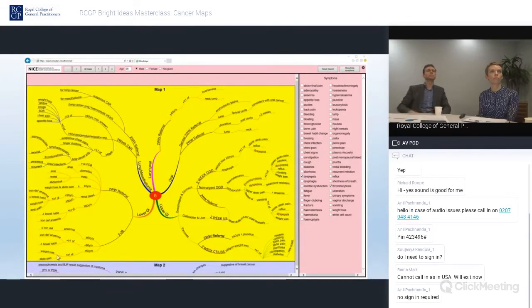Firstly, unexplained thrombocytosis has been shown to be linked to a number of cancers, and for this patient, lung cancer is a possibility, and an urgent chest X-ray is suggested in the guidance.